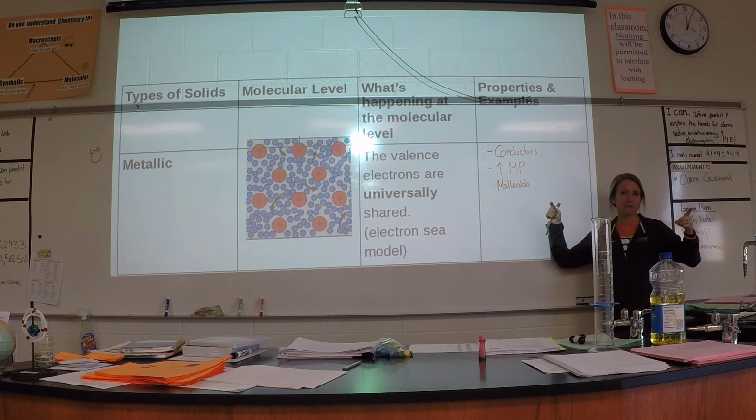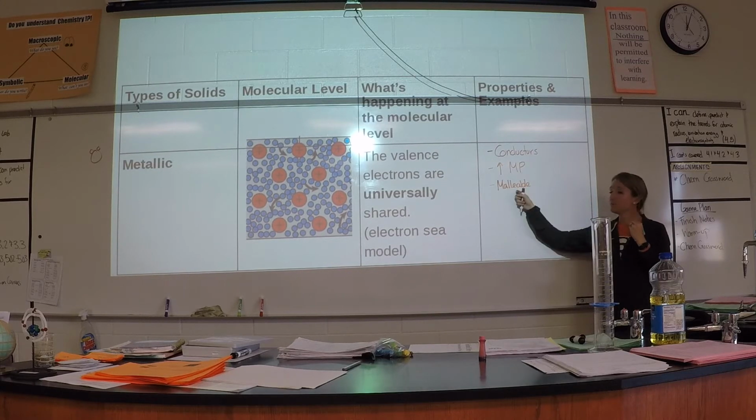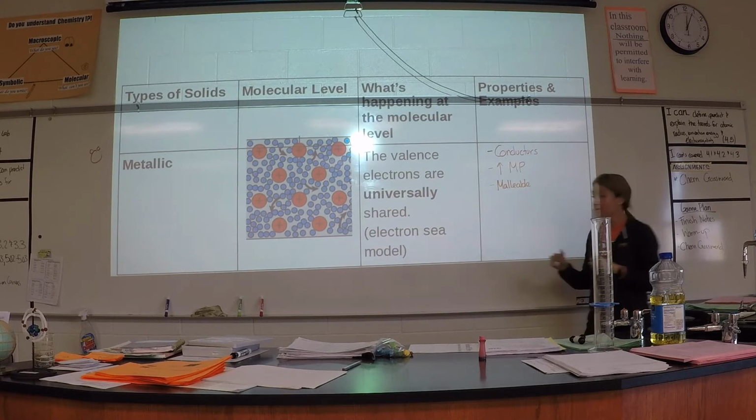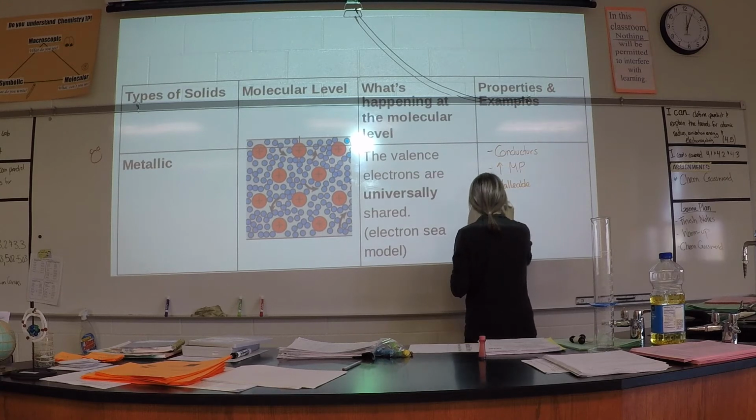Any other properties of metals? What was the opposite of brittleness? Malleable. Okay. Isn't it shiny? True. Yeah. They have luster to them. Yeah, that is definitely a property of metals. Good.